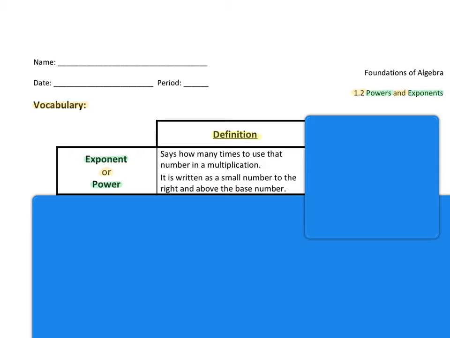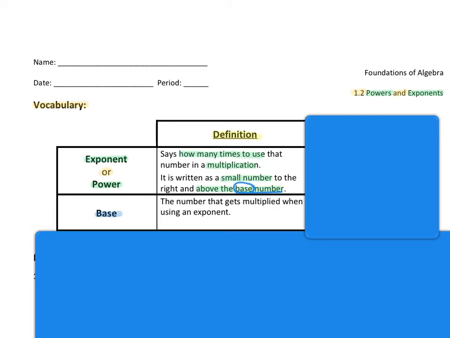Our first vocabulary word is exponent or power. The definition given for exponent or power is that it says how many times to use that number in a multiplication. It is written as a small number to the right and above the base number. So in other words, an exponent or power is just telling you how many times to use multiplication. And in order for you to spot which one is the exponent or power, you look for the small number that is located above a number.